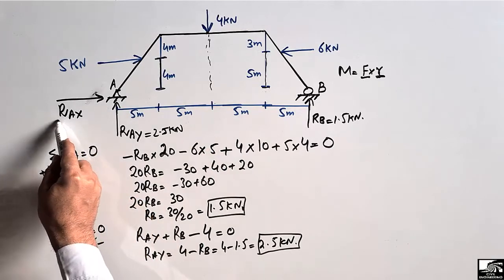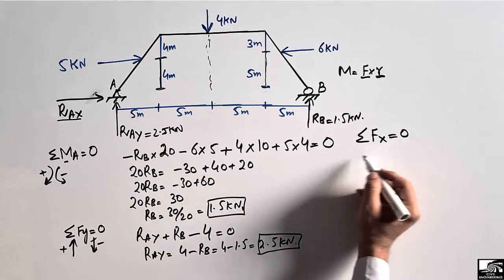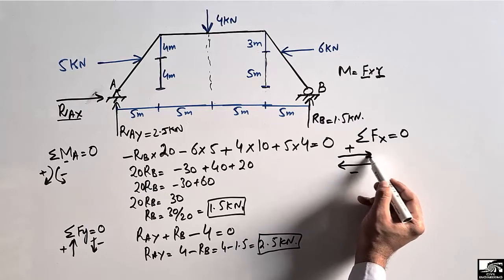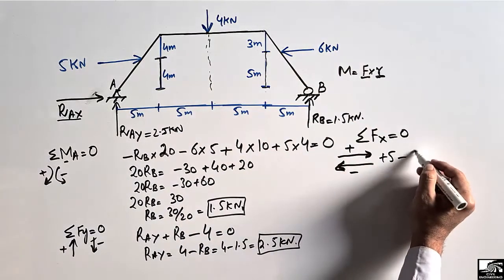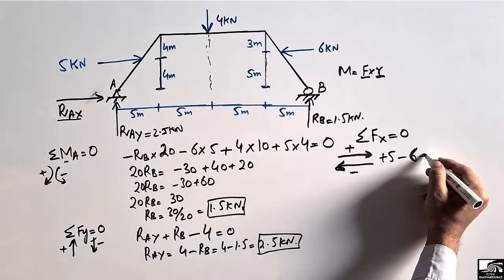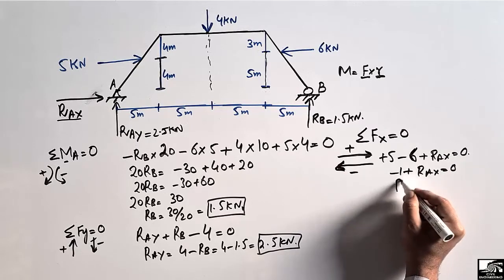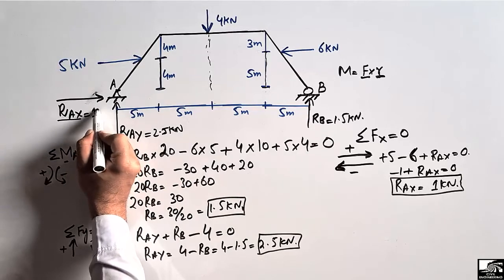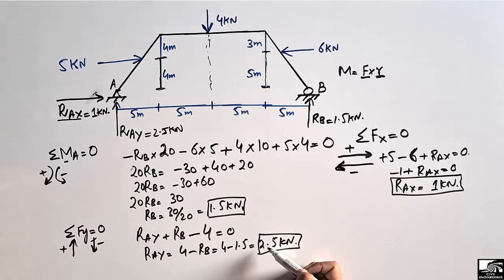Now, how to find out this RAX, which is acting horizontally? Let's use the equilibrium equation that summation of horizontal forces is equal to 0, and the forces acting in this direction are taken as positive and the forces acting in this direction are taken as negative. So the force acting in this direction is plus 5. The force acting in this direction is 6, so it will be minus 6, because we consider that force acting in this direction as negative. And this RAX is also acting in the positive direction, so it will be plus RAX equal to 0. So it is minus 1 plus RAX equal to 0. If we shift this into the right side, RAX comes out to be 1 kilonewton. So RAX is of magnitude 1 kilonewton. And all our direction assumptions were correct because there were no negative values with these magnitudes.